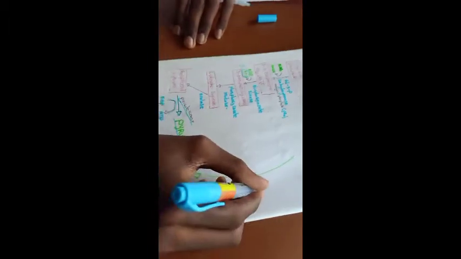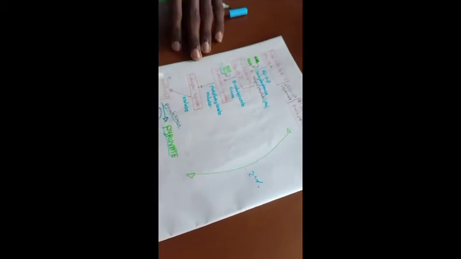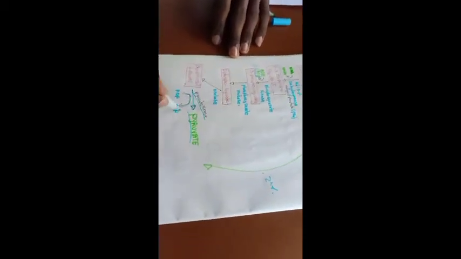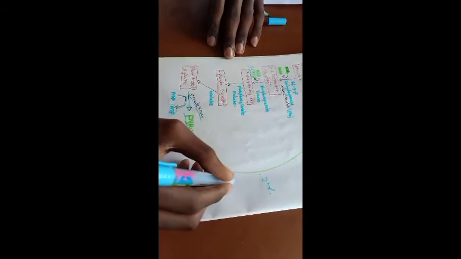And this is our second phase. As you see, we formed 2 ATP, we gained 2 ATP.